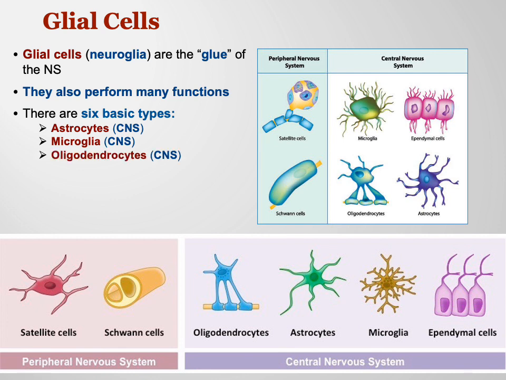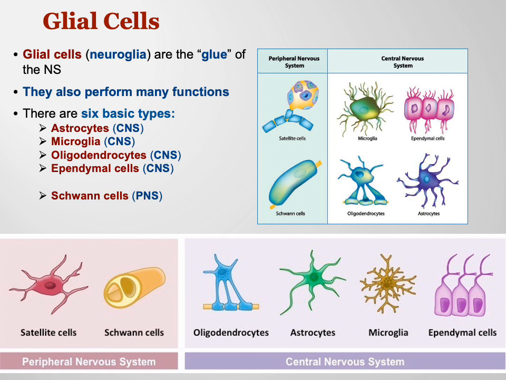Oligodendrocytes, also found only in the CNS, like the first two. Oligodendrocytes make myelin sheaths only on neurons in the central nervous system. Oligo means a few. So instead of putting down just one myelin sheath, they put down a few. Ependymal cells are very important. They're found only in the CNS, and they make cerebrospinal fluid.